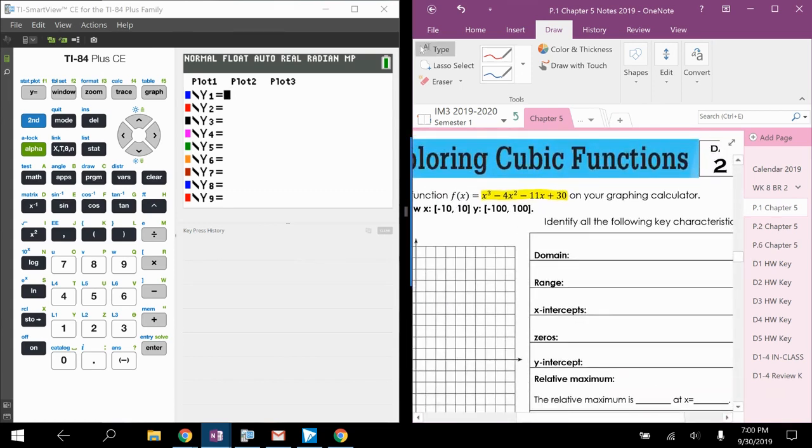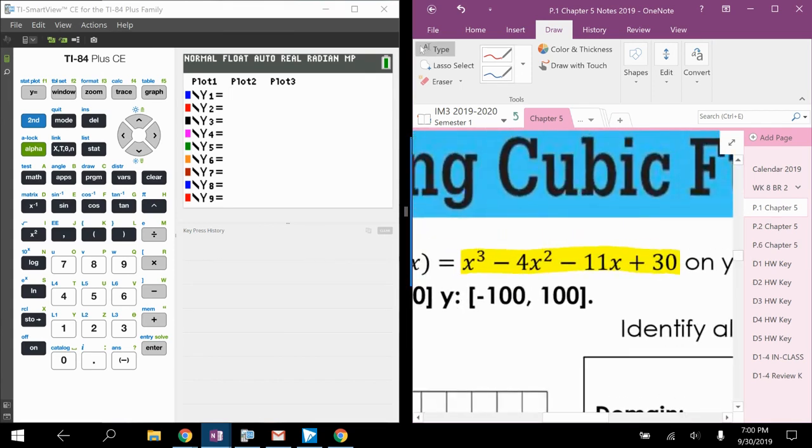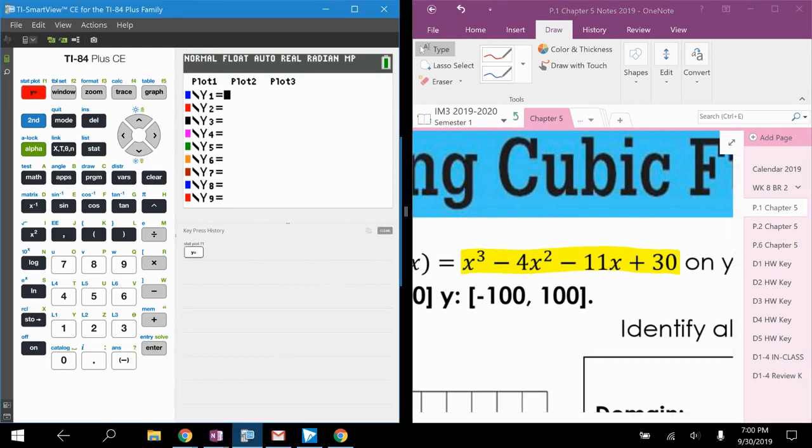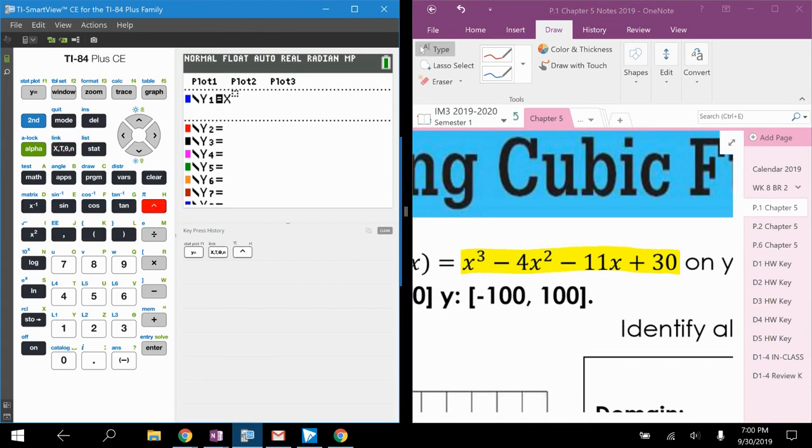This highlighted portion, we're going to go ahead and type that into our graphing calculator. So press y equals. It will turn red when I click it. You want to click x with that little arrow up. It's called a caret, to the 3rd power. Press the right arrow to get out of that exponent. Minus 4x squared, minus 11x, plus 30. Again, we want to type that whole thing that we have on our notes into the y equals.